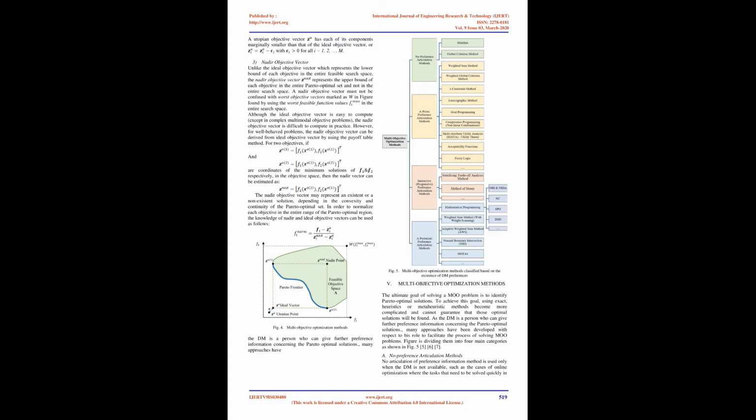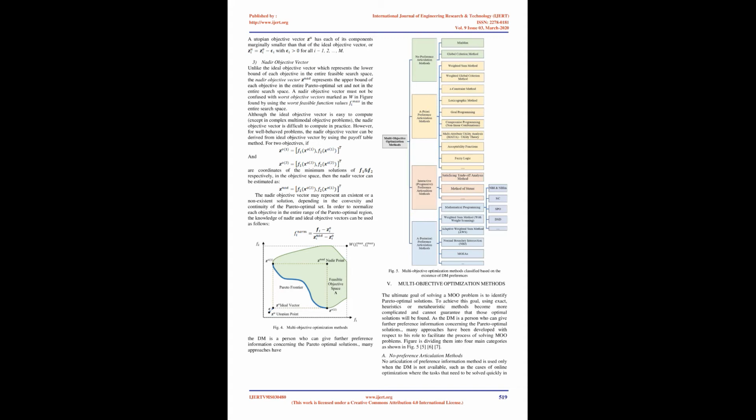However, for well-behaved problems, the nadir objective vector can be derived from the ideal objective vector by using the payoff table method. For two objectives, if and are coordinates of the minimum solutions of respectively, in the objective space, then the nadir vector can be estimated as follows. The nadir objective vector may represent an existent or a non-existent solution, depending on the convexity and continuity of the Pareto optimal set. In order to normalize each objective in the entire range of the Pareto optimal region, the knowledge of nadir and ideal objective vectors can be used as follows.